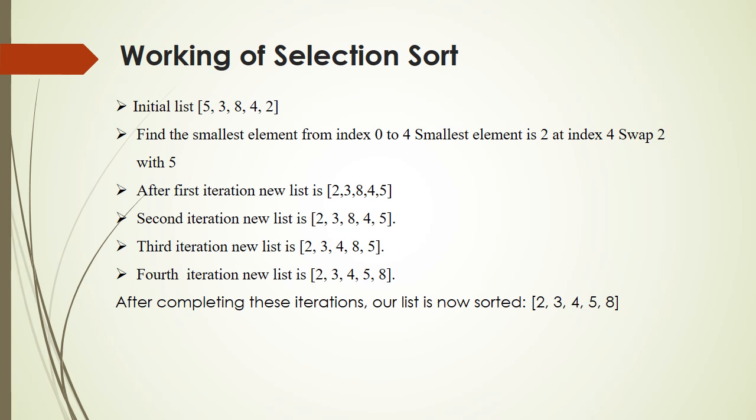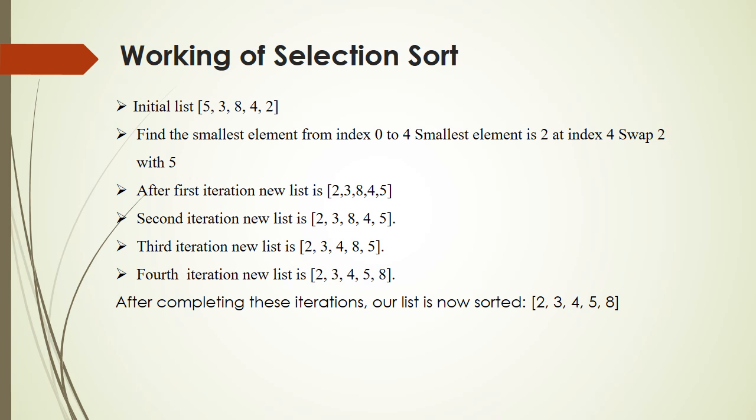Since 3 is already at index 1, no swap is needed here. Now the list remains 2, 3, 8, 4, 5. In the third iteration, we find the smallest element from index 2, which is 4. We swap 4 with the element at index 2, which is 8. The list now looks like 2, 3, 4, 8, 5.